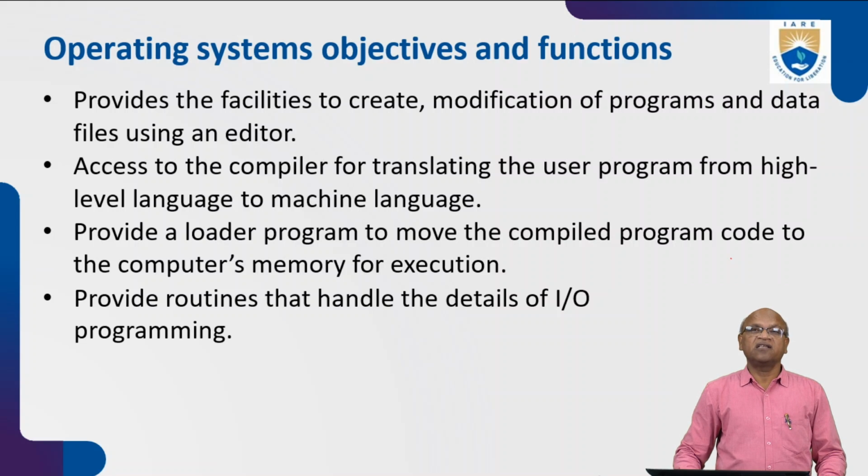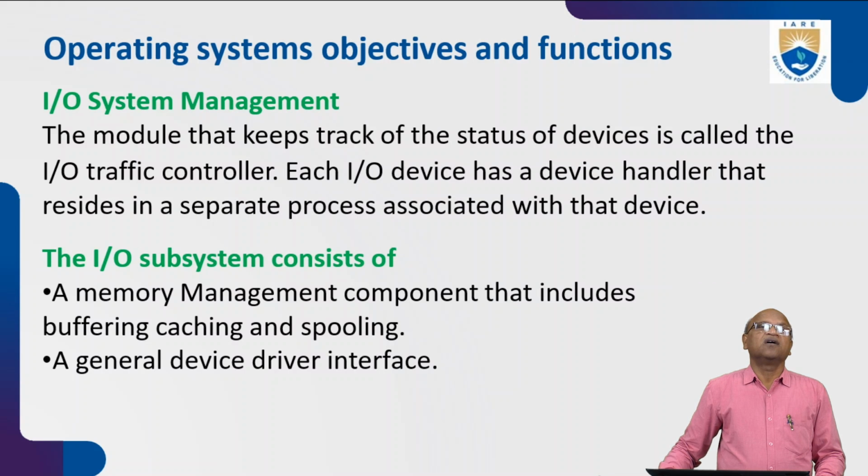It provides routines that handle the details of IO programming. Basically, the OS is a program, but these programs only help user programs to execute, save, and run. Providing routines, everything is done by way of the OS. IO system management: the module that keeps track of the status of devices is called the IO traffic controller. Each IO device has a device handler that resides in a separate process associated with that device. So this is IO system management.